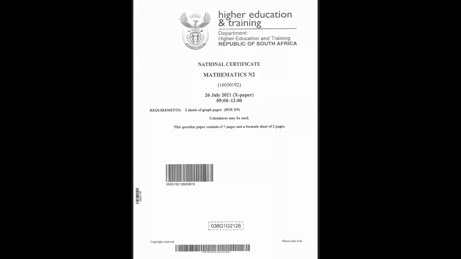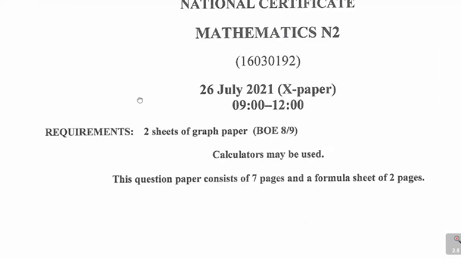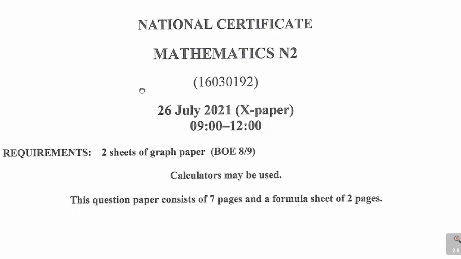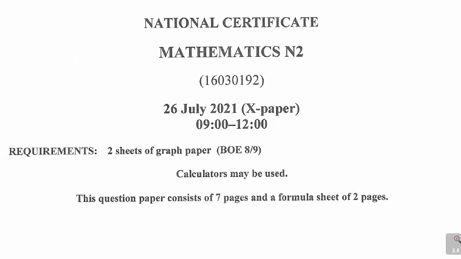So this was the paper that was written. As I said, it was supposed to be written on the 26th of July, just a day after my birthday. It is Mathematics N2, but it was postponed and written later. It says what is required: you need 2 sheets of graph paper. Calculators may be used, that is the Casio.